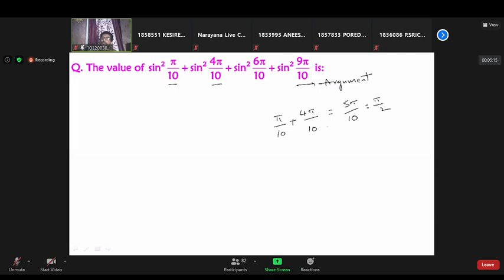If the sum of two angles is equal to pi by 2 or odd multiples of pi by 2, we write that as A plus B is equal to pi by 2. Then we say that sin square A plus sin square B is equal to 1. And moreover, we observe 6 pi by 10 and 9 pi by 10.